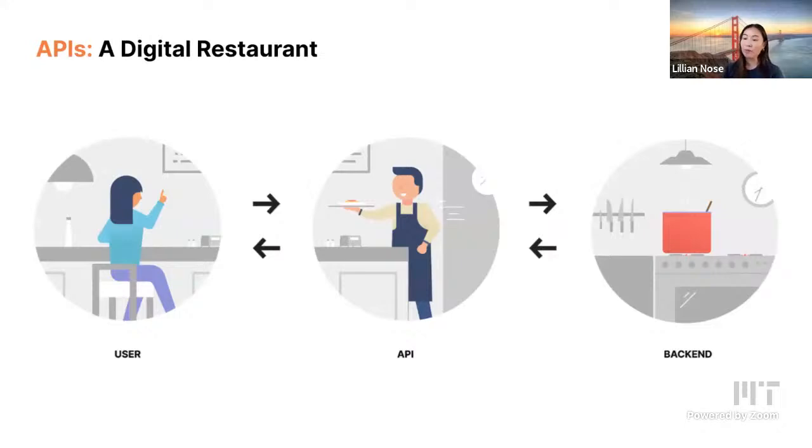So we have one, which is the user. We have the API, which is the server. And we also have the chef, who is the backend. So let's say I'm the user. I'm going to call over the waiter and I want to order a French onion soup. So I'm looking at the menu. I'm confirming there's a French onion soup on the menu.